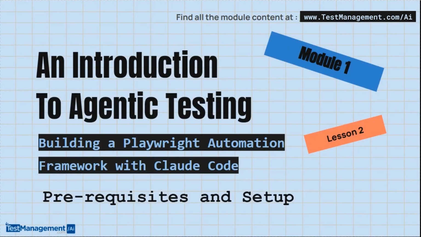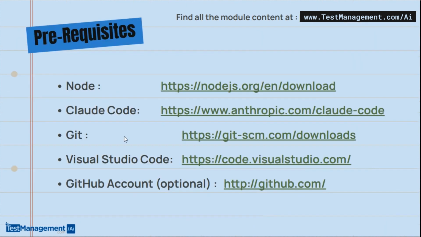Before we start building this system together, this next lesson, lesson 2, we just cover some of the prerequisites and the setup instructions you need to follow so that you can start building your agentic testing system. So the first thing you need is a number of tools. You'll need Node installed, Claude Code, Git, Visual Studio Code, and optionally a GitHub account.